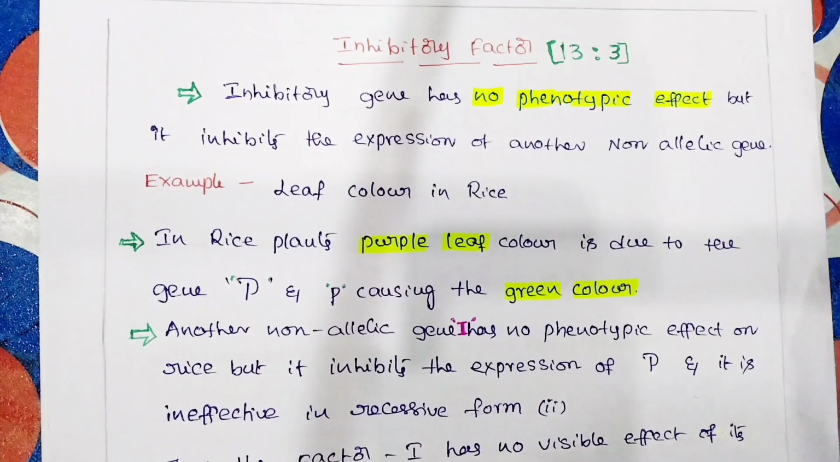In this video we are going to see the second part of non-allelic gene interactions, such as inhibitory genes, duplicate genes, and polymorphic genes. These three topics are discussed in this video. Let's see the first topic, inhibitory factor or inhibitory genes.